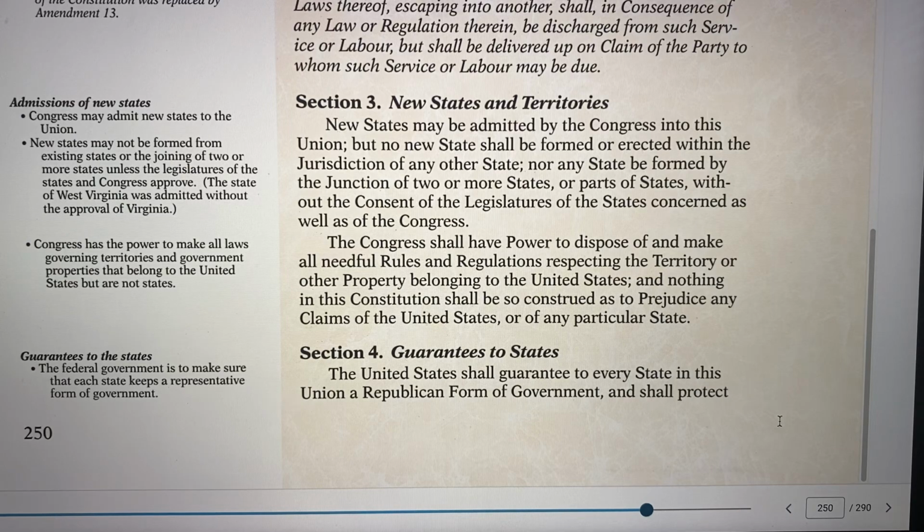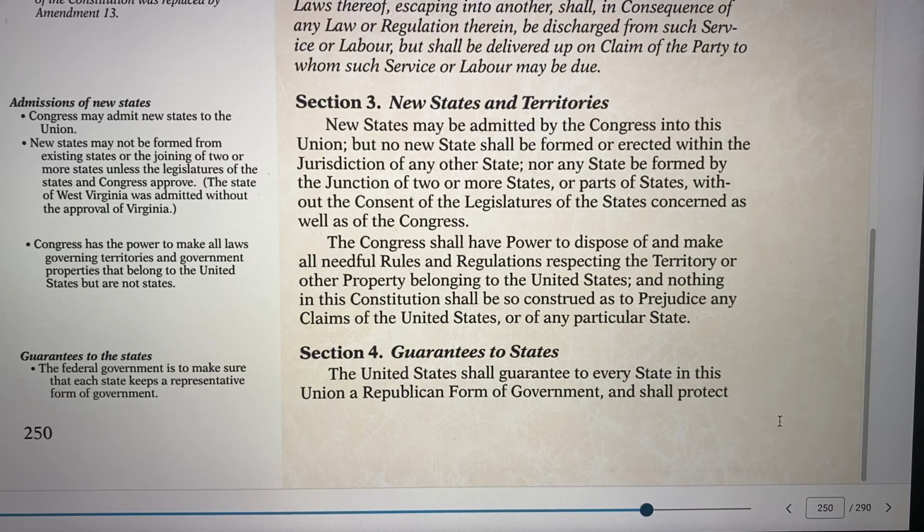Congress has the power to make all laws governing territories and government properties that belong to the United States but are not states. So Congress has the power. We have the territory of Puerto Rico, for example. So Congress has the power of governing these territories.